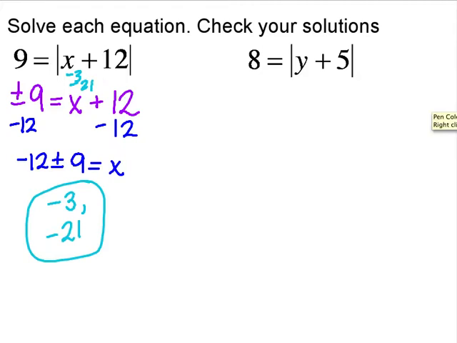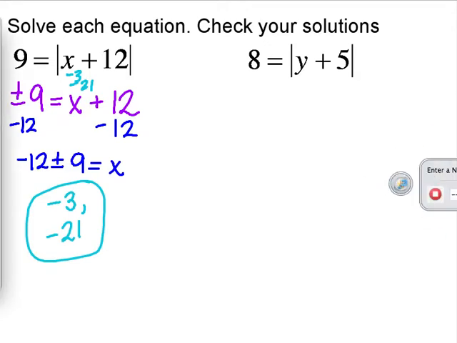With that in mind, I want you to go ahead and do this next problem. 8 equals the absolute value of y plus 5. And when you get done with that, I want you to enter in the greatest of your two answers.